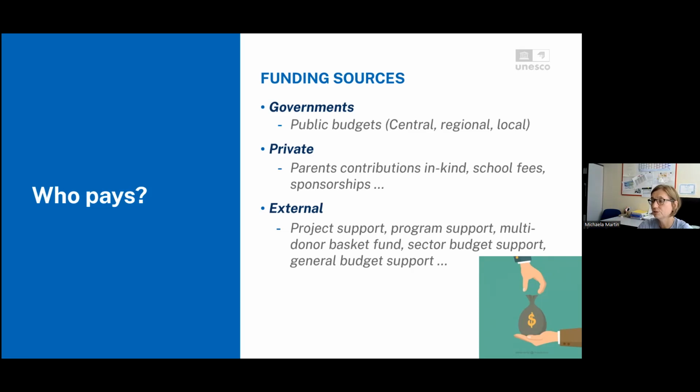We can have multi-donor basket funds, so a kind of agglomeration of development partner funds that is then given to the government budget, or we can have sector budget support, development partners funding the education sector, or general budget support, which is funding going to the, let's say, Prime Minister's budget and then is allocated to the different sectors. So external funding can be given under different modalities and makes it sometimes a little bit complex to get a full picture.